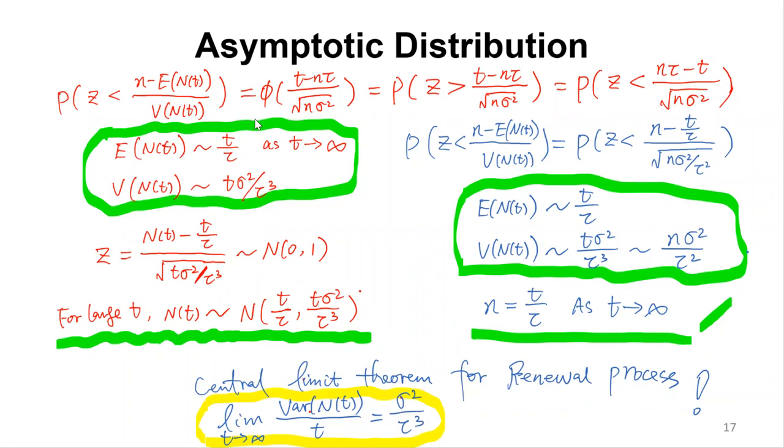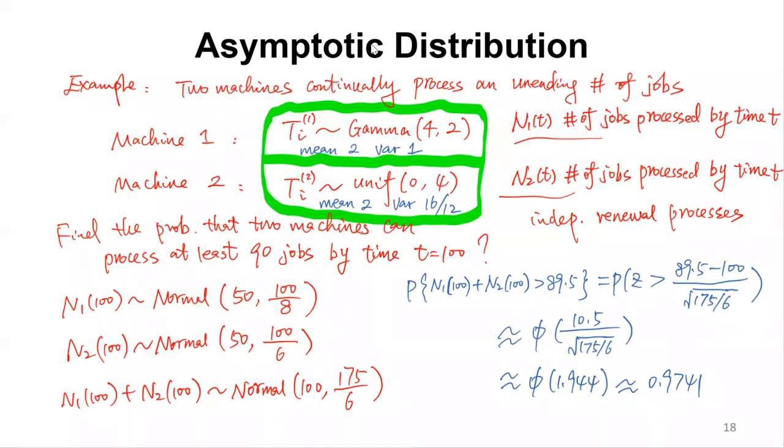Okay, so the main results of the asymptotic distribution: the expectation of N_t is approximately t over tau, and the variance of N_t is approximately t sigma square over tau cube. So this is the main result of the asymptotic distribution. Now let's have a look at an example of how to use this asymptotic distribution.